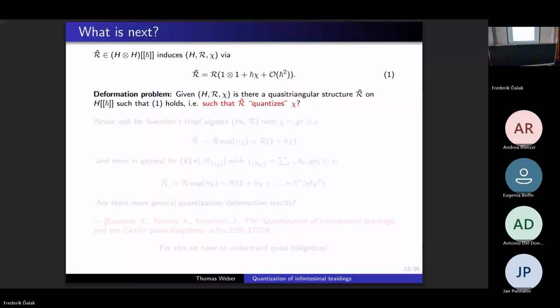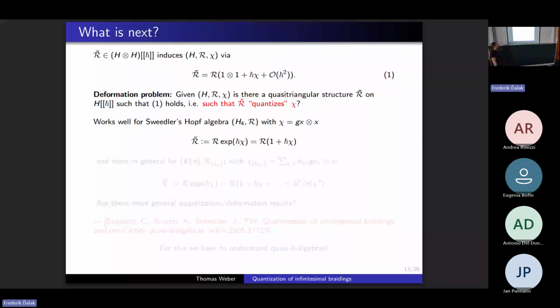And so we can play a little bit with examples. For Sweedler's Hopf algebra, it's the E_n algebra for n equal 1, the smallest one. This works easily. You simply take R times exp of chi. In this case, it's not really an exponential function because it terminates in the linear term. All higher terms vanish because you know that x squared equals 0. So you really just get this here, and you can verify by hand that R tilde is an R matrix.